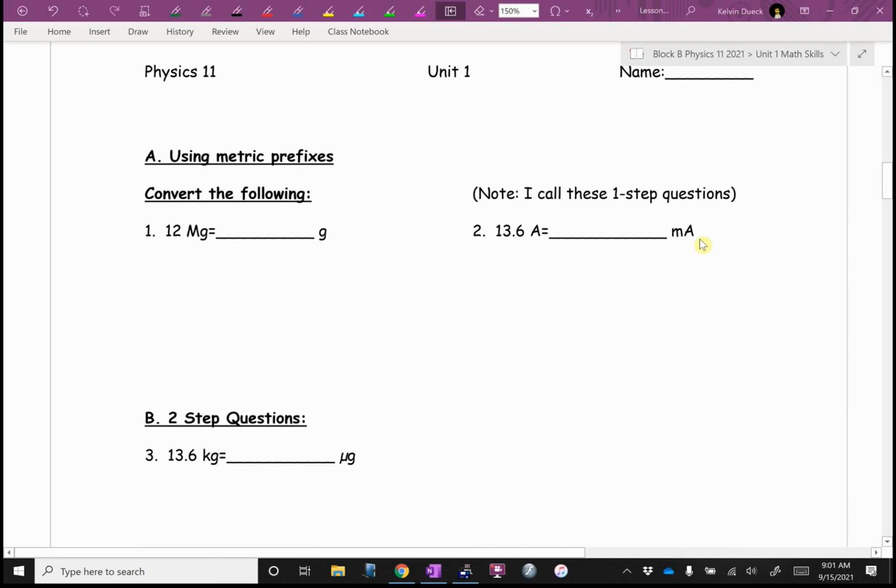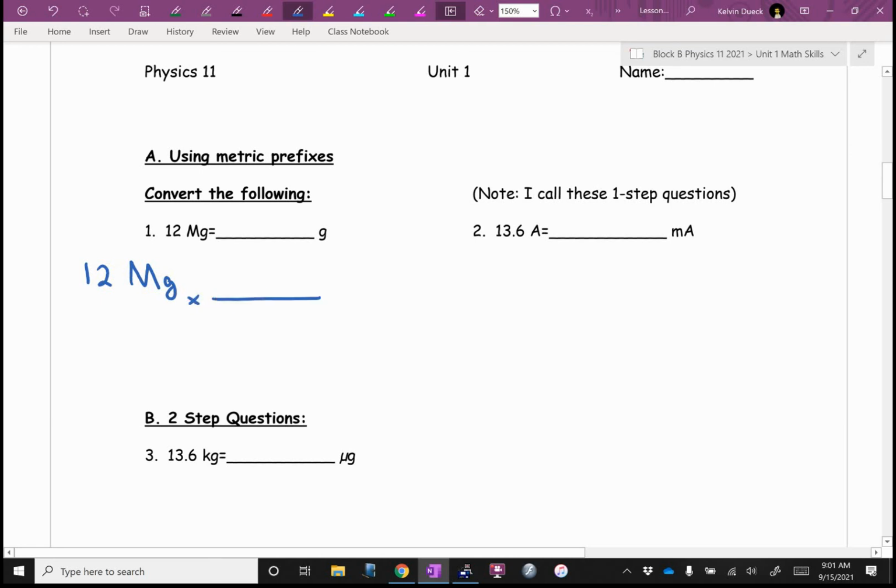You can use this with metric prefixes as well. So convert the following: 12, what's capital M? 12 megagrams to grams. Okay. Anybody want to guess what the first thing I'm going to do is? Write down what they gave me. I'm going to write down 12 megagrams.